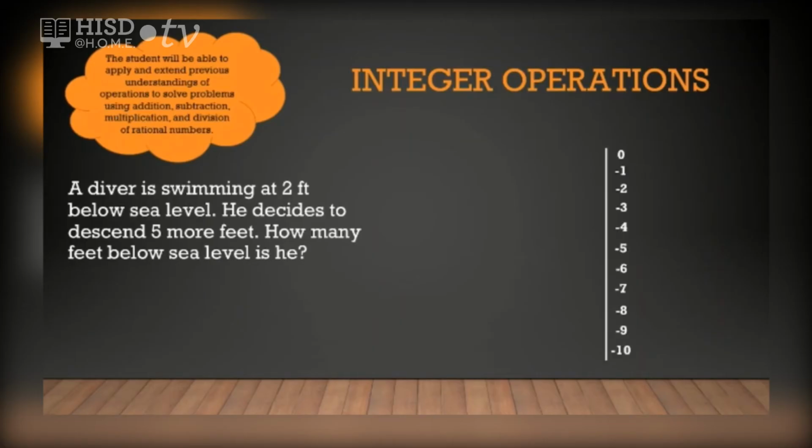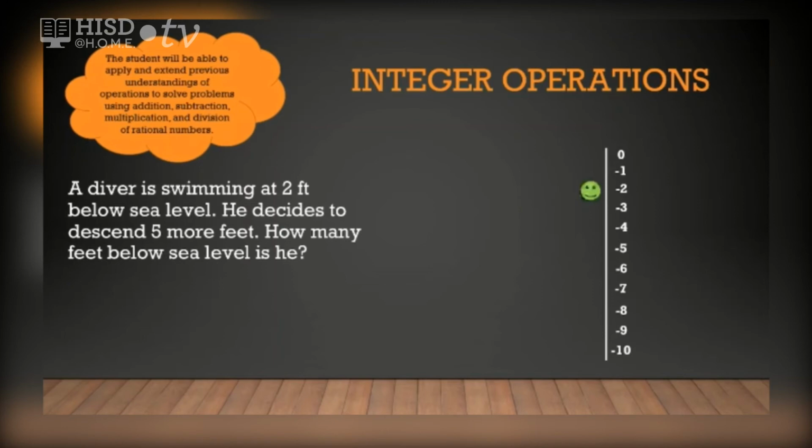We're going to explore some real-world problems that involve operations with integers. So we have this: a diver is swimming at 2 feet below sea level. He decides to descend 5 more feet. How many feet below sea level is he? For this, we're going to be solving this problem with a number line, and as well we're going to do it algebraically so we can see how it looks both ways.